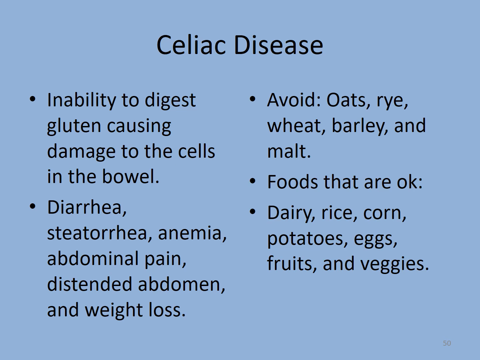The symptoms are usually diarrhea, abdominal pain, distended abdomen, weight loss, and then I have the steatorrhea and the anemia as well. It's really serious when children lose weight. So if a kid has constant diarrhea and they're starting to lose weight, there'll be some inquiry on why this is going on. Foods to avoid that will irritate this bowel are oats, rye, wheat, barley, and malt.